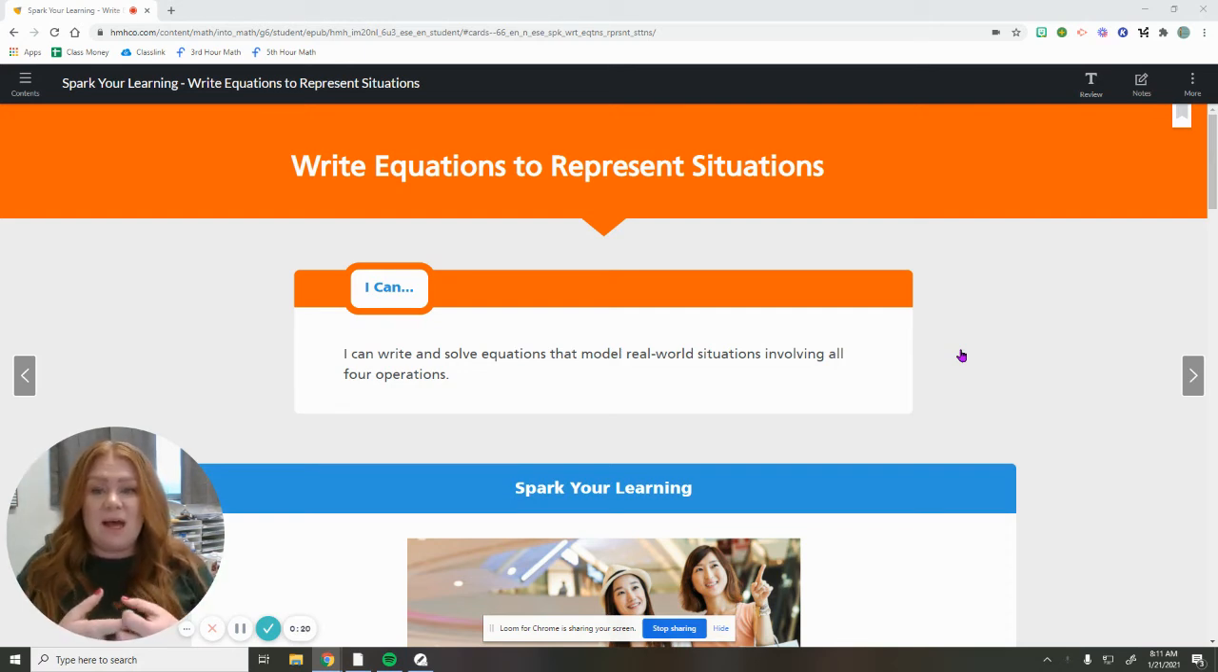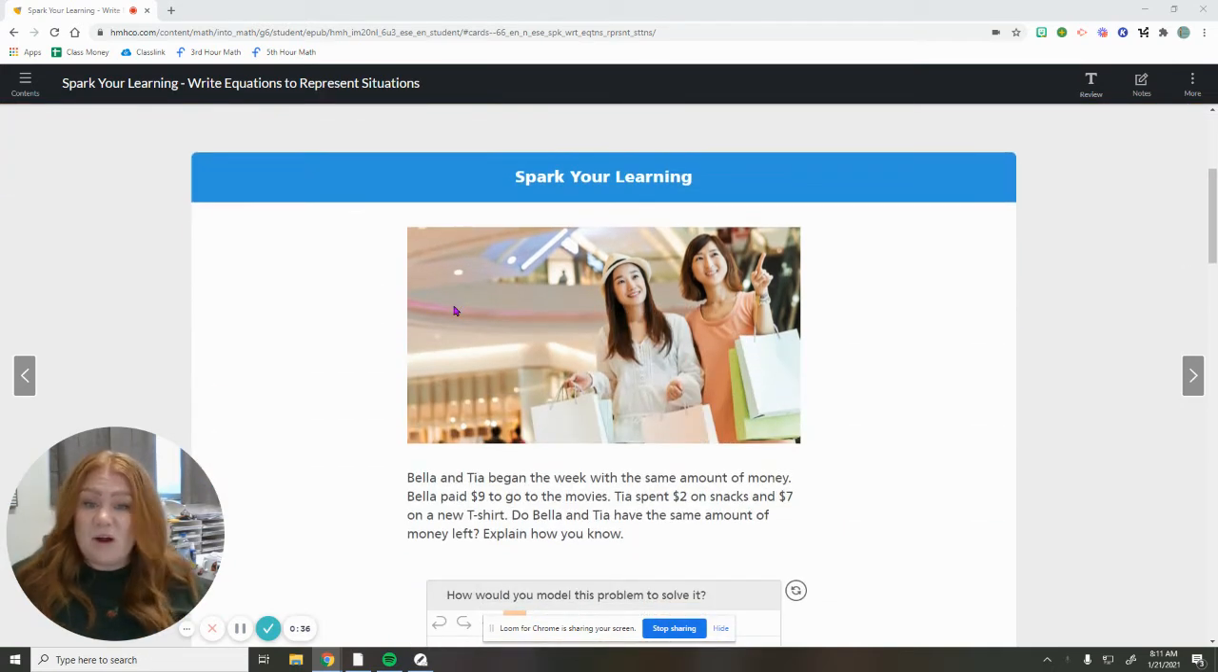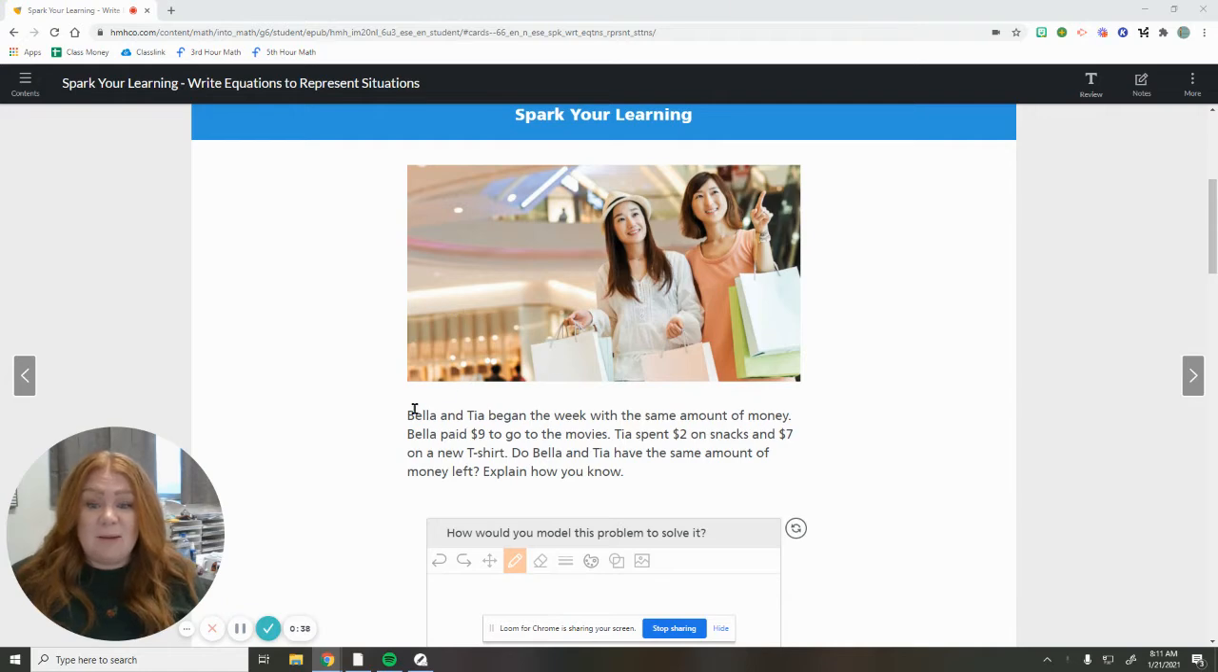So an equation is just two expressions that equal each other. They're the same on both sides. So today we are going to work on writing and solving equations using all four operations. So if you have not already tried today's Spark about Bella and Tia beginning the week with the same amount of money, will you please go ahead and do that? And then come back and see how I thought about it.